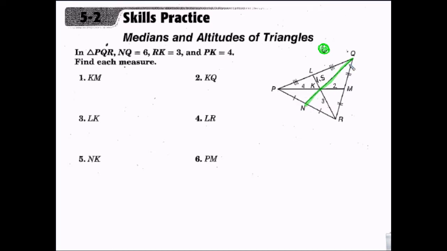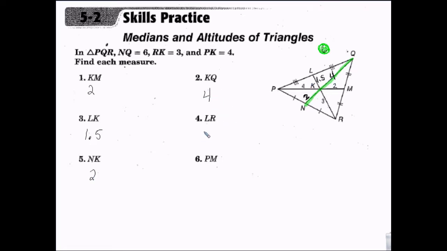So since I have the whole length, I'm going to divide by 3, which means that this length will be 2, and this length will be 4. Does that make sense? And then we can label the answers where they go. So KM ends up being 2, LK is 1.5, NK is 2, KQ is 4.